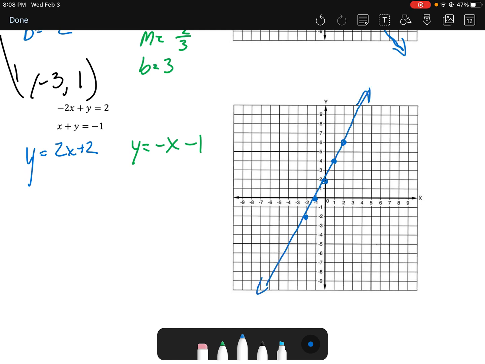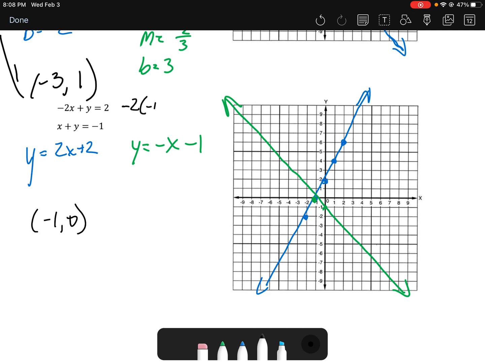There's the first graph, and there's the second line. Write what the solution is here. You should have said negative 1, 0. Now let's substitute it back in and check to make sure that this is the correct answer.